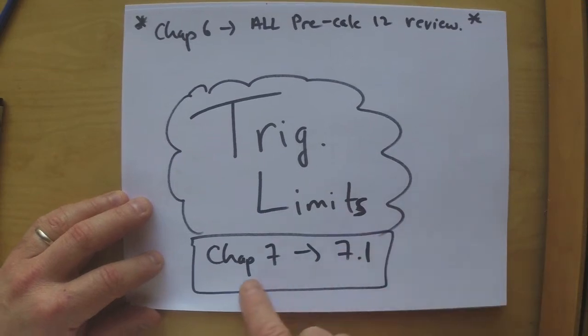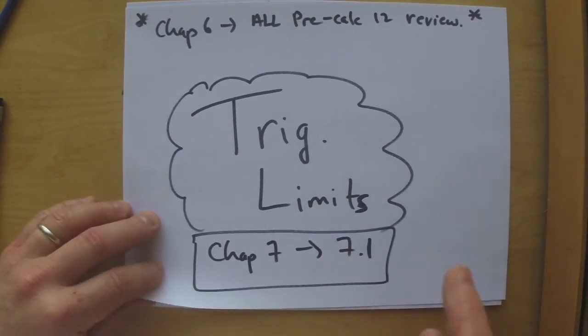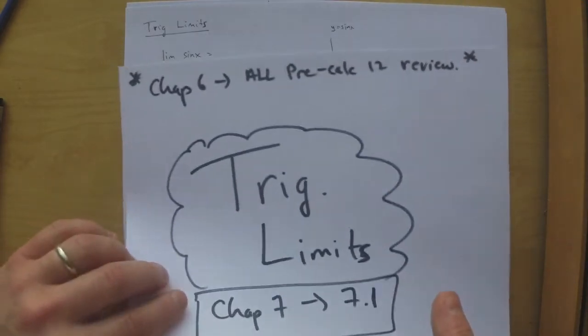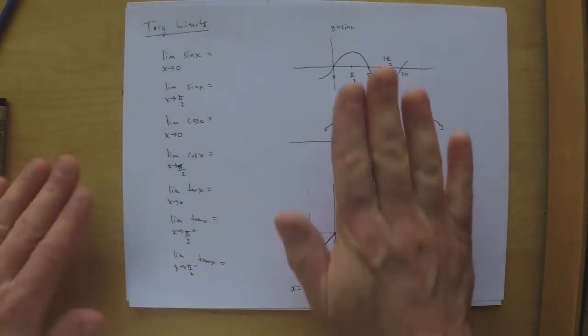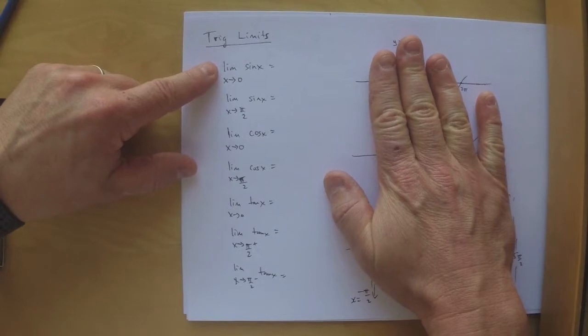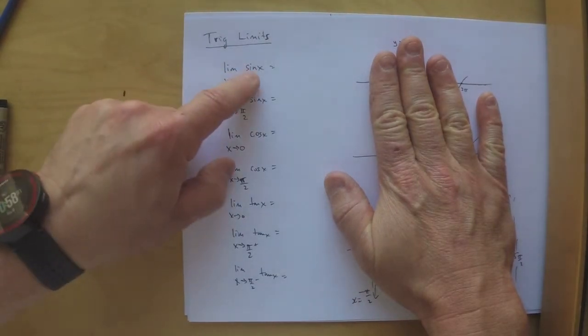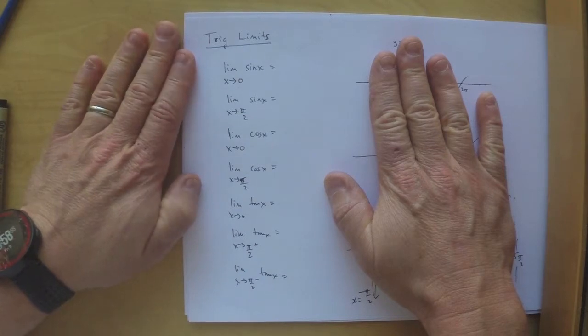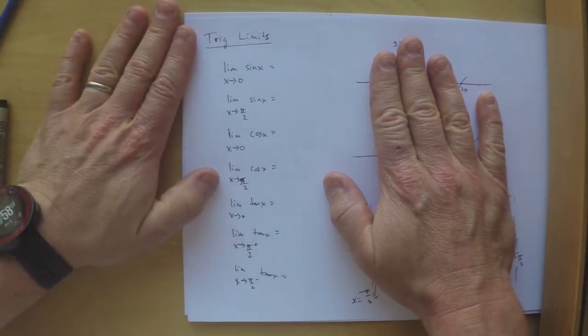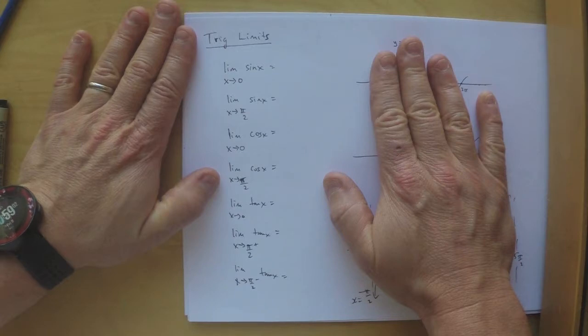So trig limits start in chapter 7. 7.1 is all about trig limits. So here we're going to roll with some trig limits. Just a review of, first of all, here's a whole whack of limits, but notice the only difference is now trig can come into play with your functions. Remember, limits you could do a number of ways, and there are no real changes you'll see today, except for a few new things that are added to the plate.